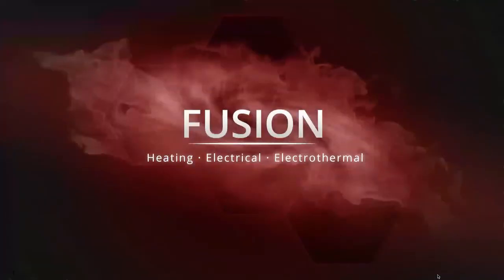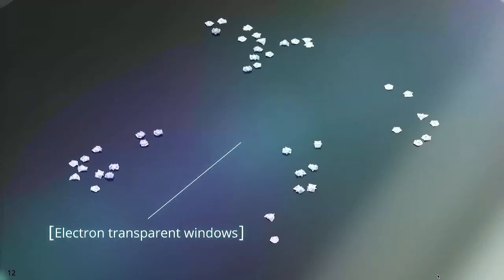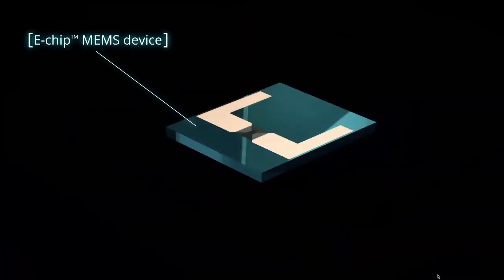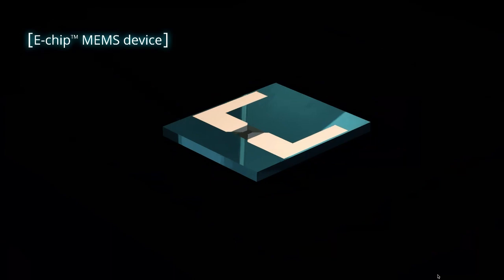And as I mentioned earlier, it's our heating and electrical biasing system that allows you to characterize the thermal or electrical properties of your sample. But first, I want to talk in a little bit more detail about how the system actually works. So the MEMS-based E-chip is the core of the Fusion system. And you can see here that a sample is placed directly onto the electron transparent silicon nitride supports that are fabricated directly into the E-chip.